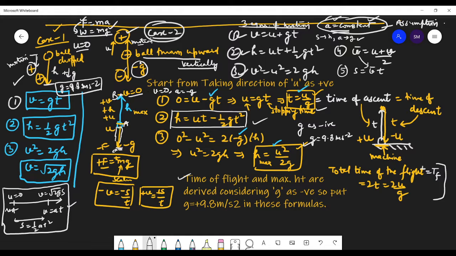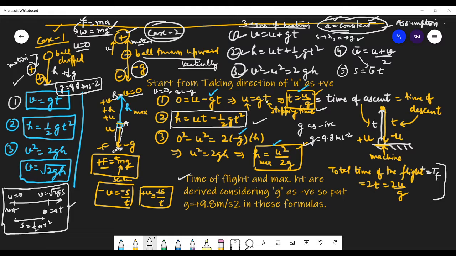Now when the ball is thrown upward, what will happen to these equations of motion? When the ball is thrown upward, the final velocity will be 0, and your acceleration will be minus g. So put v equals 0 and g negative. You get u minus gt equals 0, so u equals gt. That will be the initial velocity.